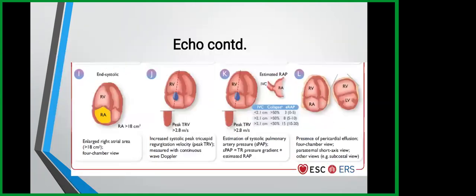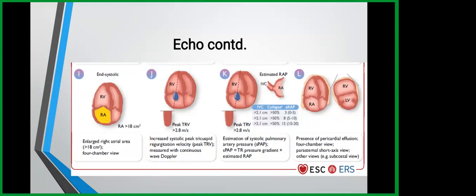Other things you see on echo: dilation of the right atrium. This one is usually subjective, because once you see a right atrium that is larger than the left atrium, even if you get a left atrium of maybe 10 centimeters squared and a right atrium of maybe 15 or 16, even if it's not up to the cutoff, you should compare to the left. The left is usually larger than the right.